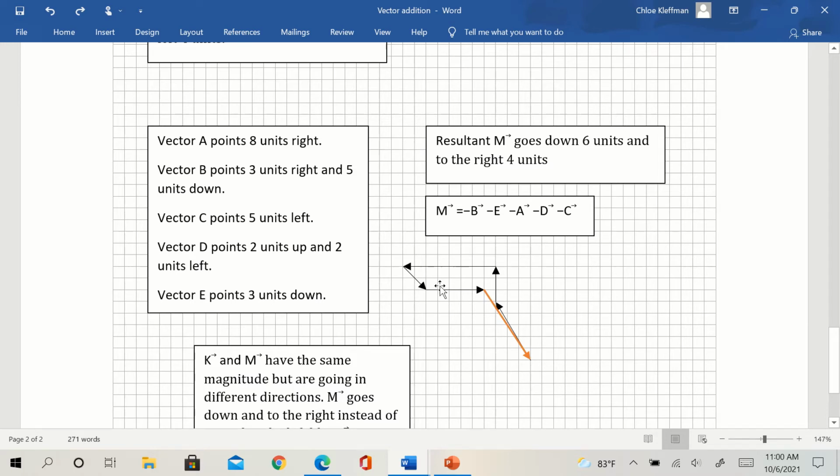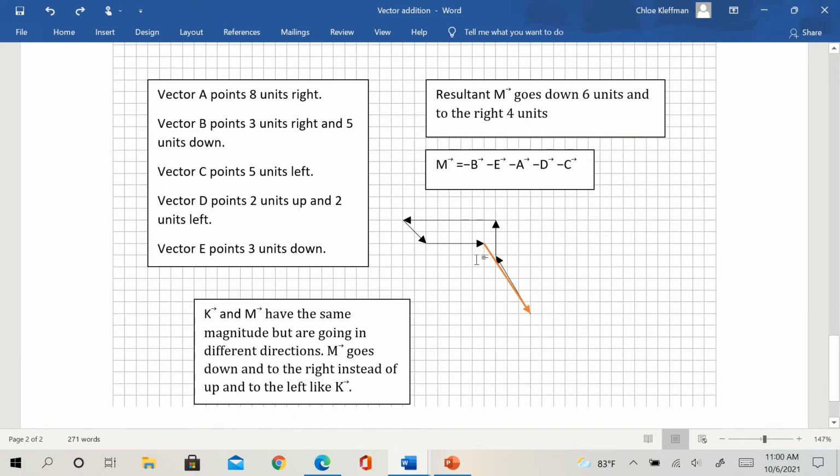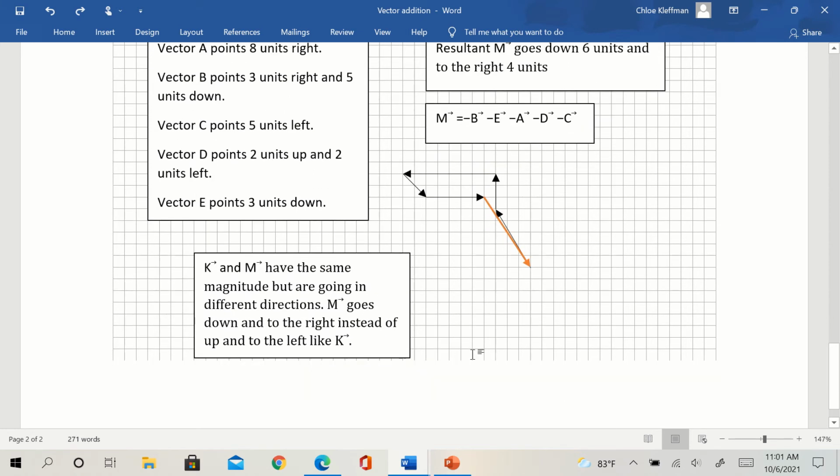And so when we connect them all together, we then have a vector that ends on the tail of vector C, at the tip of vector C and then to the tail end of vector negative B. And so what we find is that resultant vector M goes down 6 units and to the right 4 units. So vector K and vector M have the same magnitude but are going in different directions, because vector M goes down and to the right instead of up and to the left like vector K.